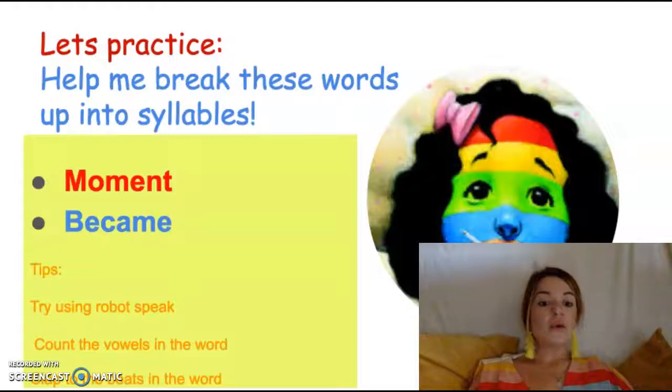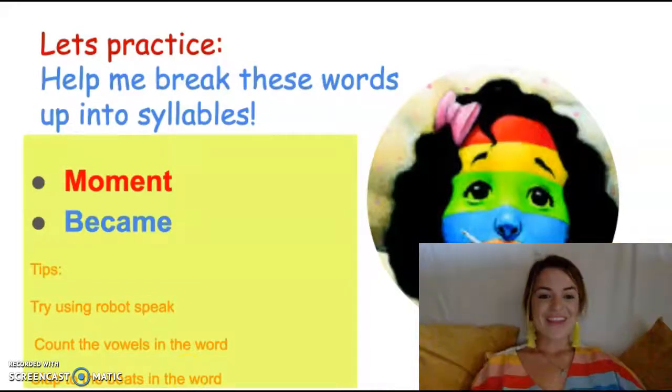So definitely don't forget to use the methods that we've practiced: robot speak, counting the vowels in the word, and clapping the beats in the word. Okay, good luck. Okay, so hopefully you paused and did it on your own, but let's go ahead and review together. So starting with the word moment.